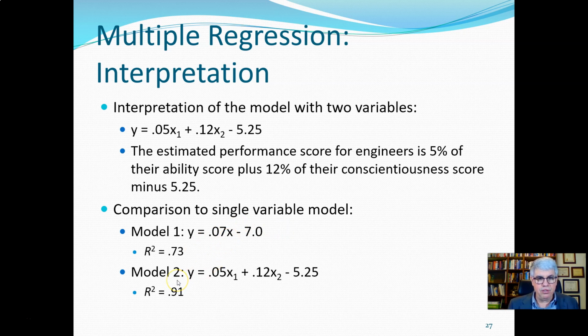Now in this model 2, even though the coefficient for ability goes down, we've got the coefficient for conscientiousness, and the R squared went up to 0.91. So 91% of the variability in performance was accounted for by the two variables, ability and conscientiousness. And so this shows that model 2 is better because it accounts for 91% of the variation versus only 73% for the first model.